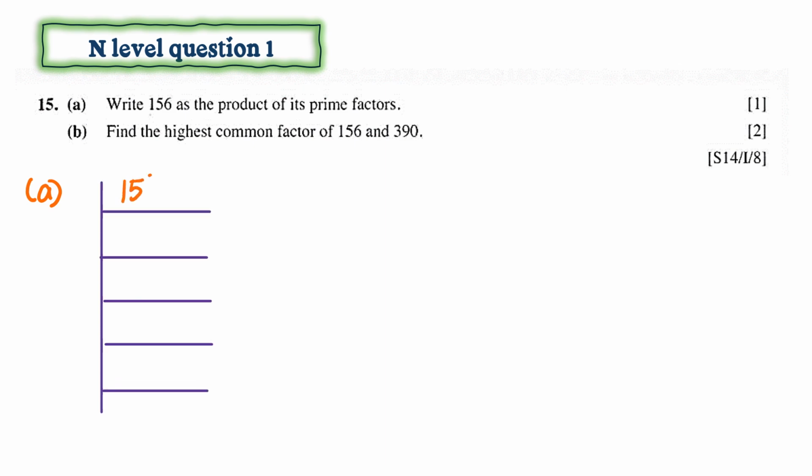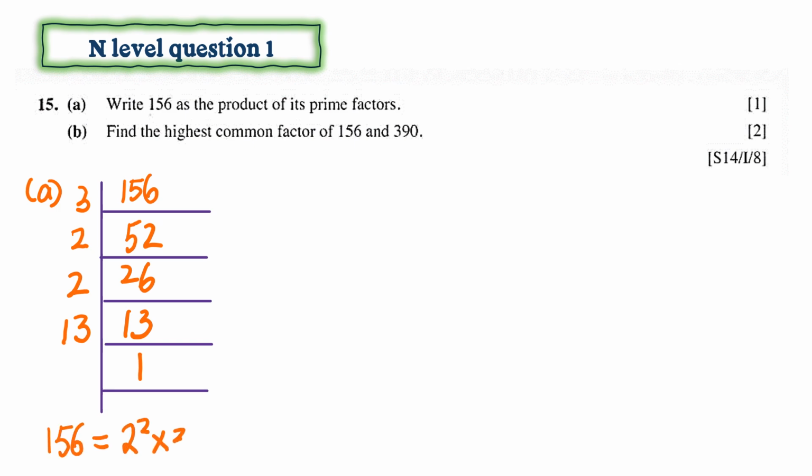All right, so 156, we start off with the smallest prime number, which is 2. Oh, I start off with 3, sorry. You can also start off with 2, because 156 is also divisible by 2. Never mind. So 156 divided by 2 is 78, then divide by 2 again to get 39, then by 3 to get 13. So the prime factorization of 156 will be, the smallest prime number first, 2 squared times 3 times 13.